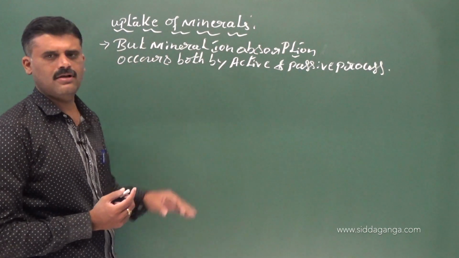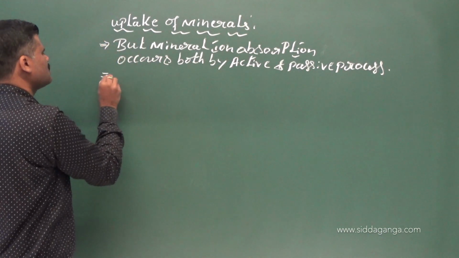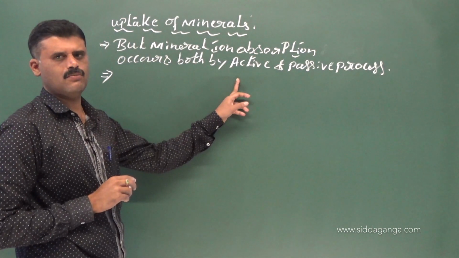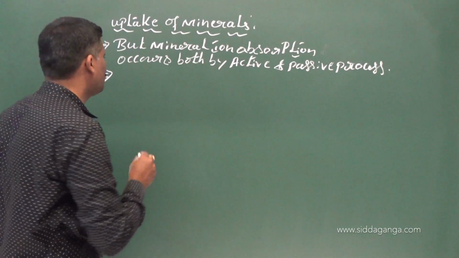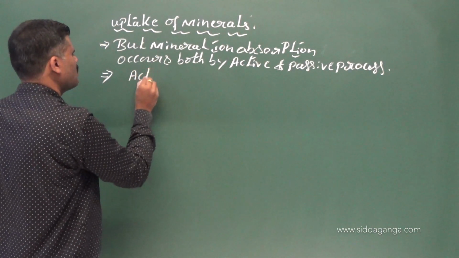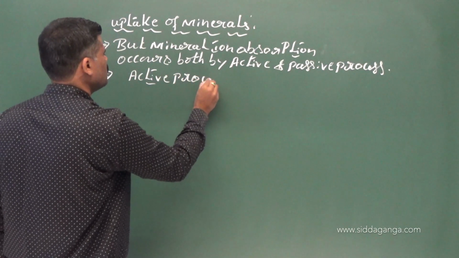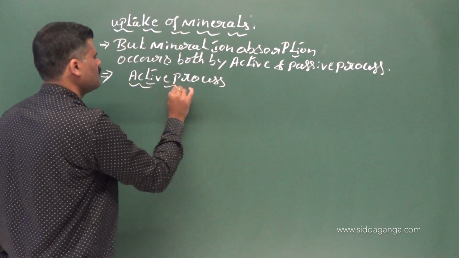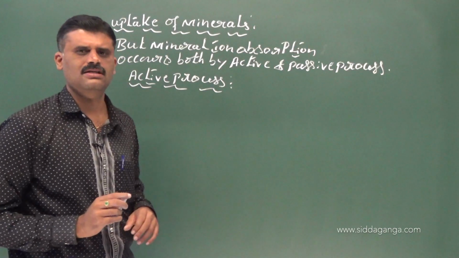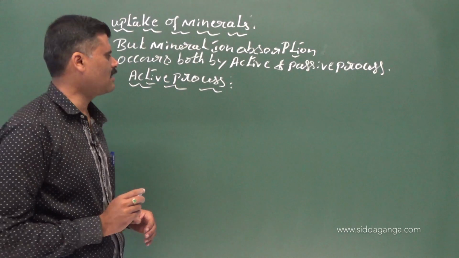See, a large number of minerals are absorbed by the active process. Most of the minerals are absorbed by active process. Why? The question is, why is mineral absorption an active process? Passive process is without expenditure of energy. So soil contains the minerals. Why should it not be absorbed by plant by passive process?